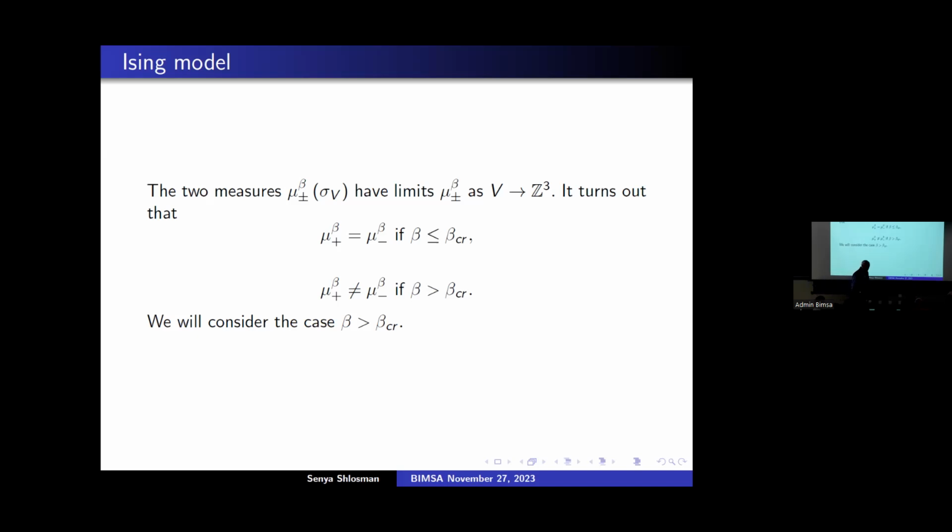The order of the transition? First order, sorry. In temperature, it is second order. It's second order in all dimensions.